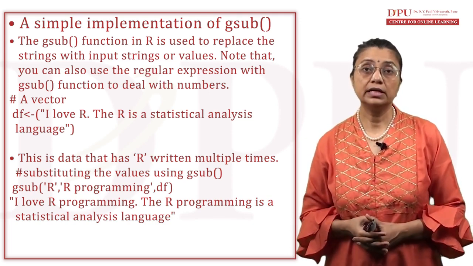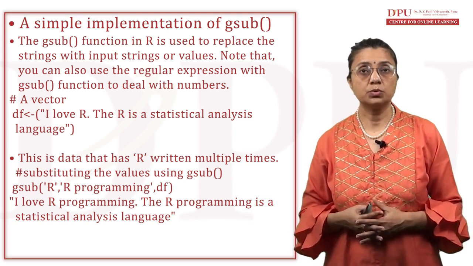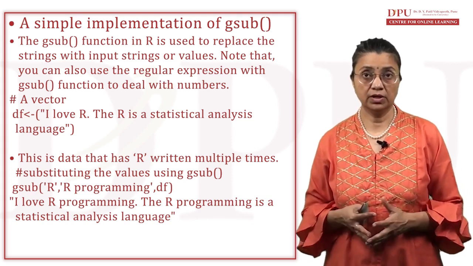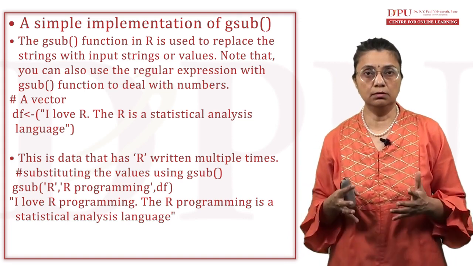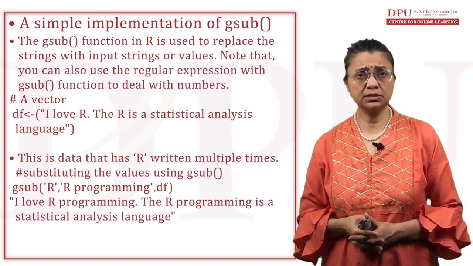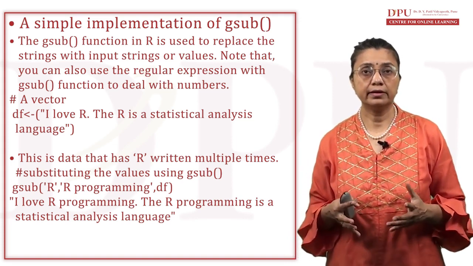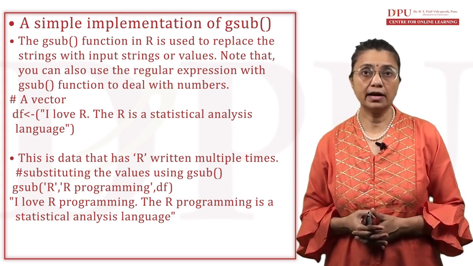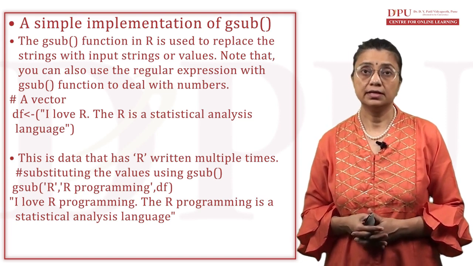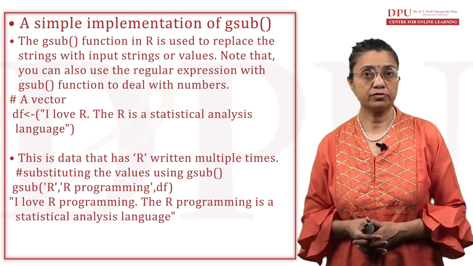A vector df is created which is equated to "I love R. R is a statistical analysis language." This is the data that has R written multiple times. So you can see that R appears twice in this data, or in this vector df.